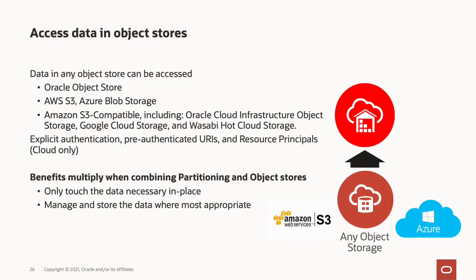So now, what does this mean, right? We have object stores. What does it mean for the database? Data in object stores can transparently be accessed from the database, whether this is an Oracle Object Store, Amazon S3, Azure, or Amazon S3 compatible object stores.